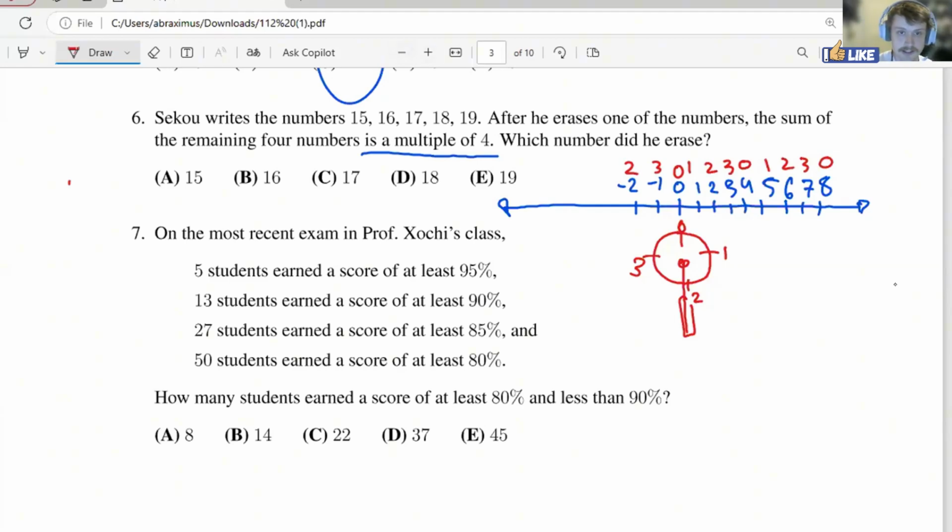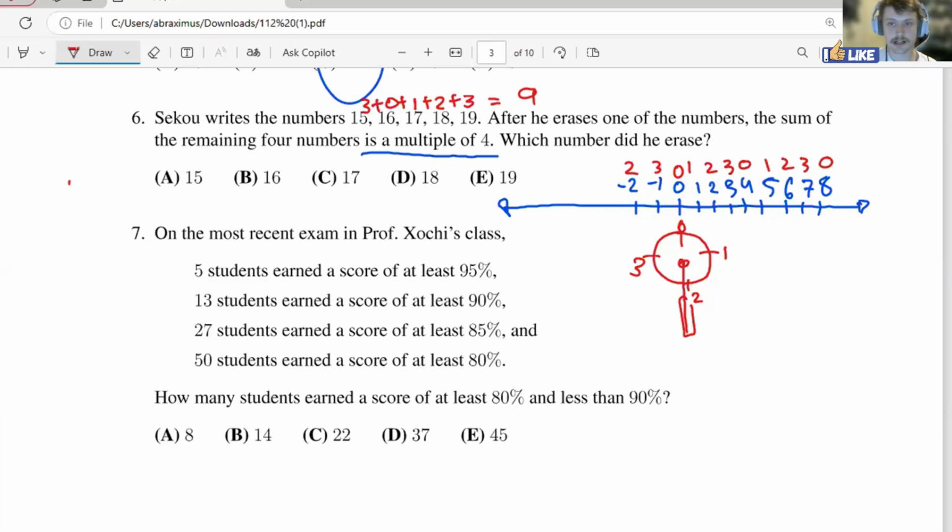So 15, its remainder when we divide by 4 is 3. 16, its remainder when we divide by 4 is 0. 17, its remainder is going to be 1. This is going to get labeled with a 2, and this is going to get labeled with a 3 again. And when we add these up, what we see is we get 9.